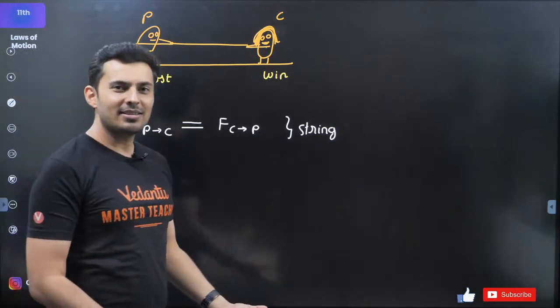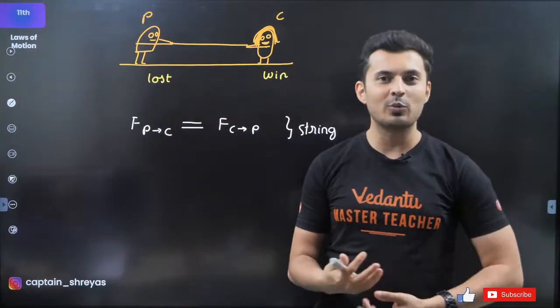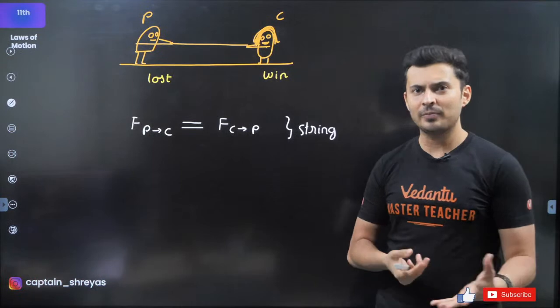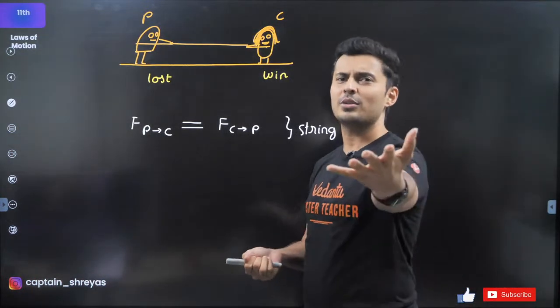You will be like, what nonsense is this? I thought one will be more, one will be less. Because Champa won, so Champa has applied more force. Sir, what are you saying?